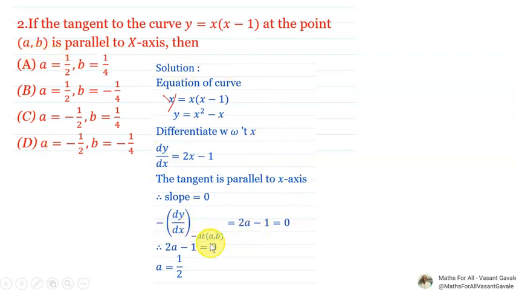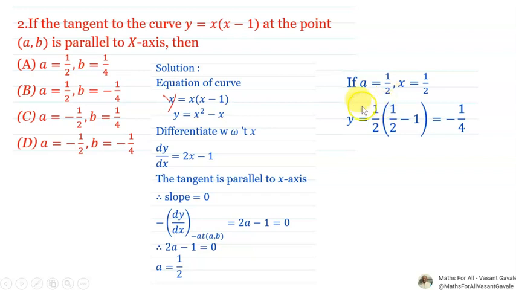Therefore, we substitute here x is equals to A and y is equals to B. The x is replaced by a करना 2a minus 1 is equals to 0. Therefore, if we simplify this, then you will get here a is equals to 1/2. And as a is equals to 1/2, it means that x is equals to 1/2. If we substitute the value of x in this equation, then you will get here that is 1/2 in bracket 1/2 minus 1. Therefore, y is equals to minus 1/4.